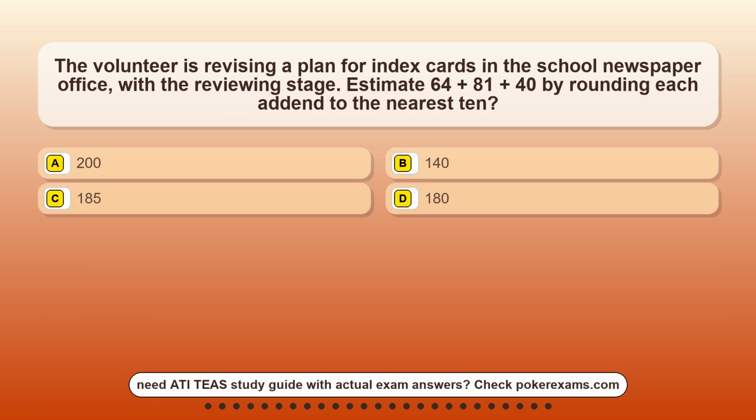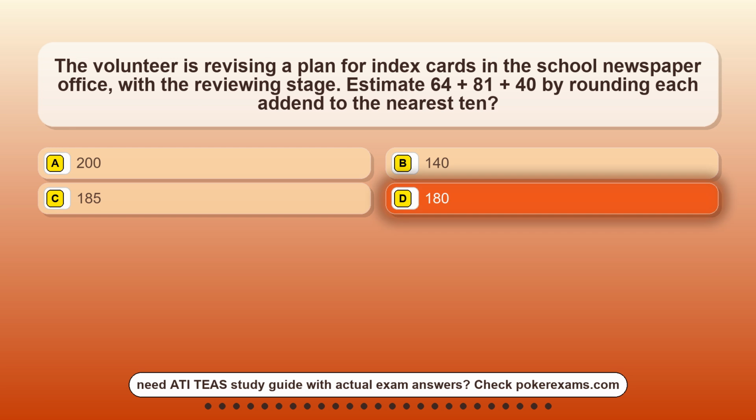The volunteer is revising a plan for index cards in the school newspaper office, with the reviewing stage. Estimate 64 plus 81 plus 40 by rounding each addend to the nearest 10. Option A, 200. Option B, 140. Option C, 185. Option D, 180. The correct answer is option D, 180.